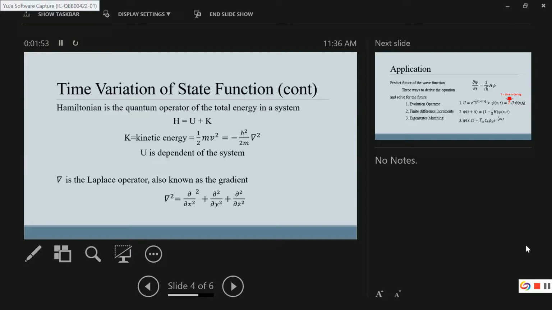Oftentimes, it will relate though to the Laplace operator that we see in the kinetic energy equation, and that is more commonly known as the gradient, which you've seen in multivariate calculus, which is just the sum of your partial derivatives of your value, whatever that might be.